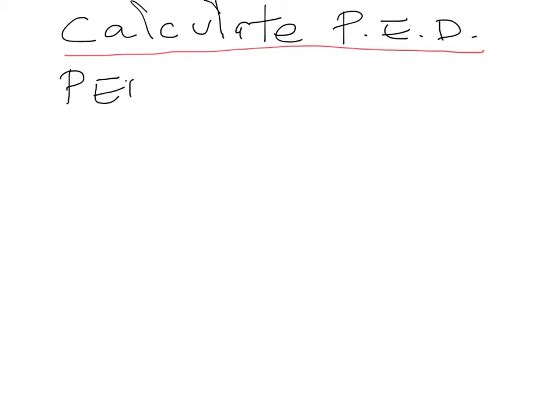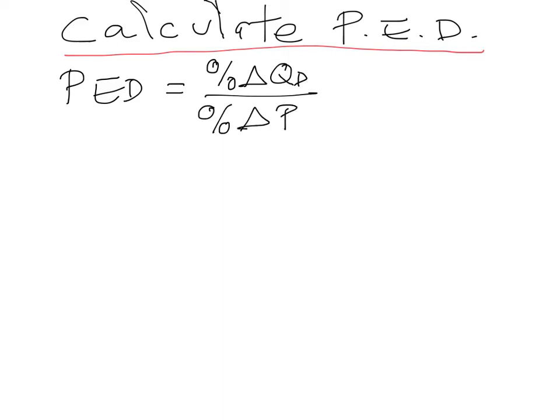Price elasticity of demand is simply equal to the percentage change in quantity demanded divided by the percentage change in price. And we can simplify that. Now, most of the YouTube videos out there will show you the following formula, which is simply change in Q over change in P multiplied by P over Q.